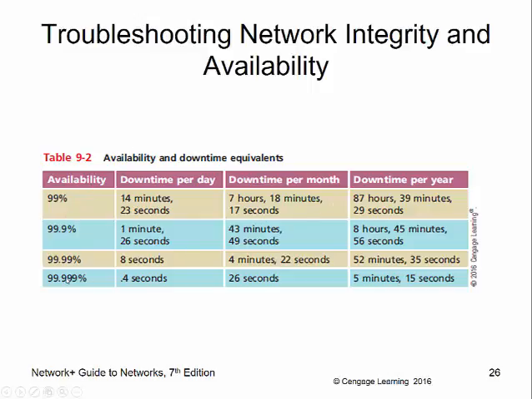As I raise my availability, notice how my downtime goes down. Now, the holy grail of availability traditionally has been what's called the 5 nines. 99.999% uptime. What that means is you're only down 5 minutes every year. Okay, that's a little more reasonable.